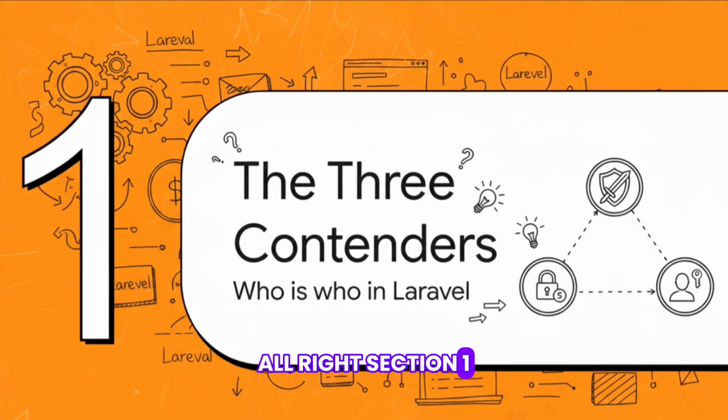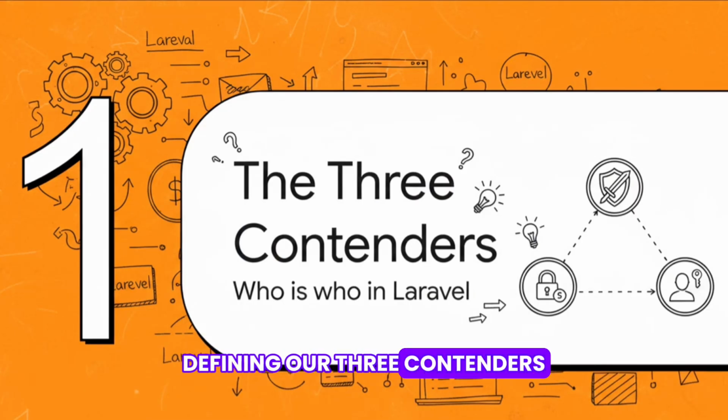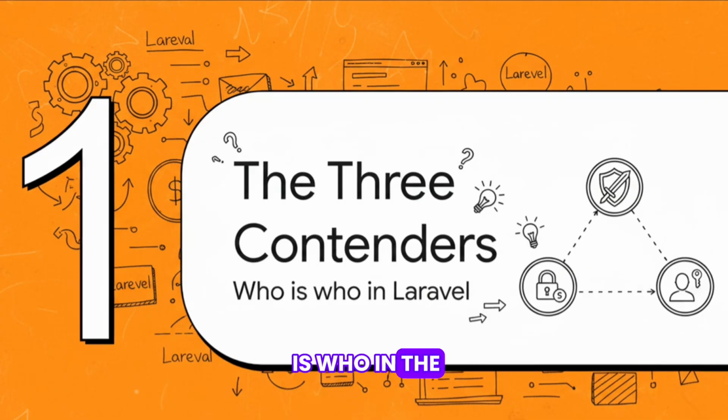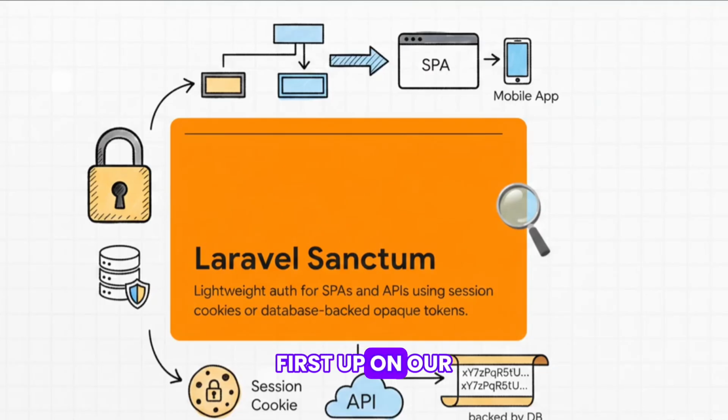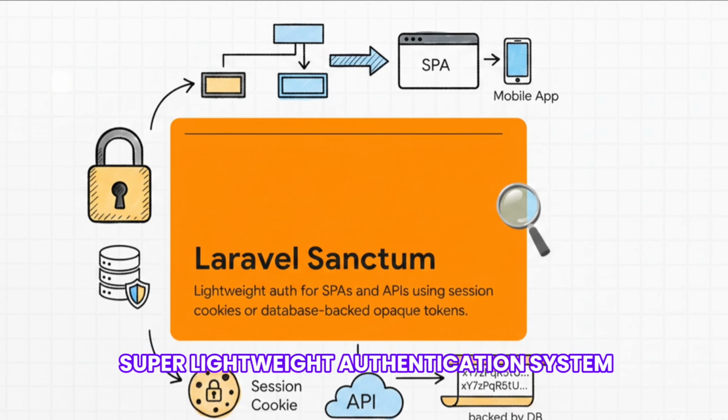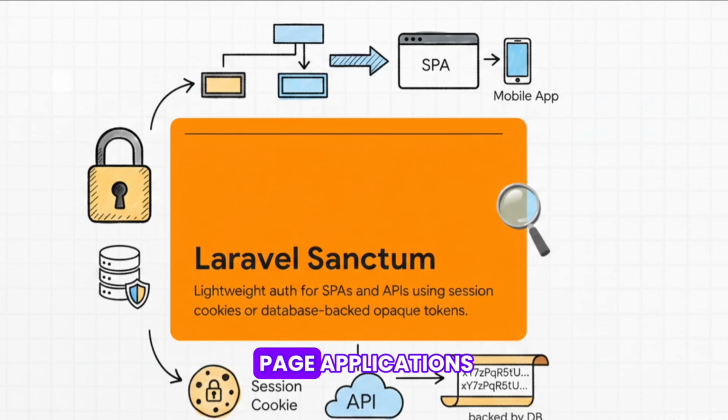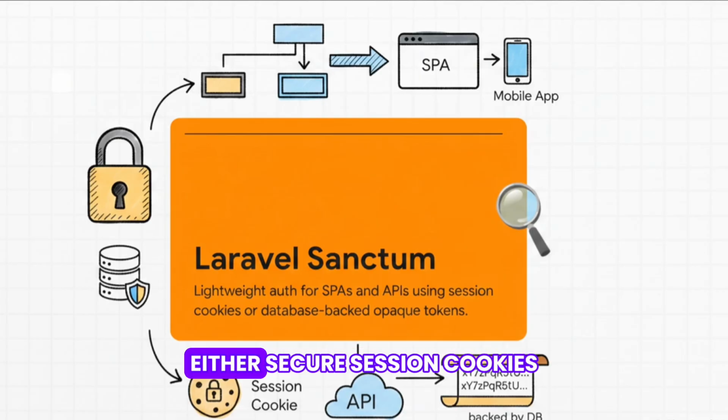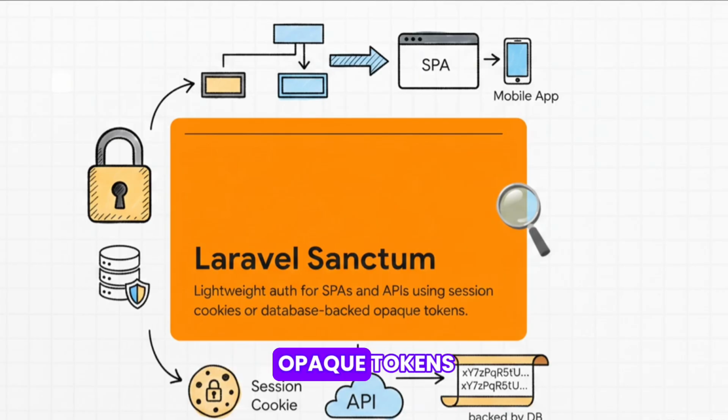All right, Section 1, defining our three contenders to see exactly who is who in the Laravel ecosystem. First up on our list is Laravel Sanctum. You can really think of this as Laravel's modern default. It is a super lightweight authentication system designed specifically for single-page applications, so your React or Vue front-ends, as well as mobile apps and simple token-based APIs. The main takeaway here is that Sanctum uses either secure session cookies or what we call opaque tokens, which, if you don't know, are basically just random strings that are backed up by your database.